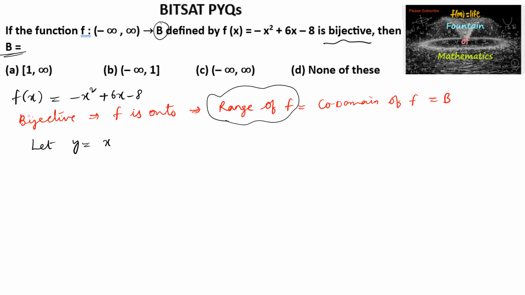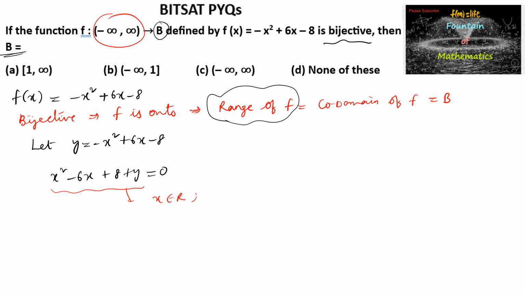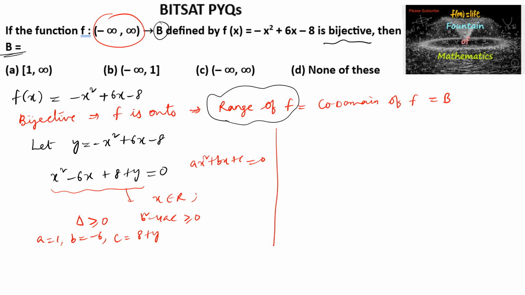Let y is equal to negative x square plus 6x minus 8. So that we can write x square minus 6x plus 8 plus y is equal to 0. So it's a quadratic equation, and x is a real number because the domain is all real numbers. So discriminant must be greater than or equal to 0, that is b square minus 4ac must be greater than or equal to 0 when comparing with ax square plus bx plus c equals 0. So we have a is equal to 1, b is equal to negative 6 and c is equal to 8 plus y. So let us write the condition.